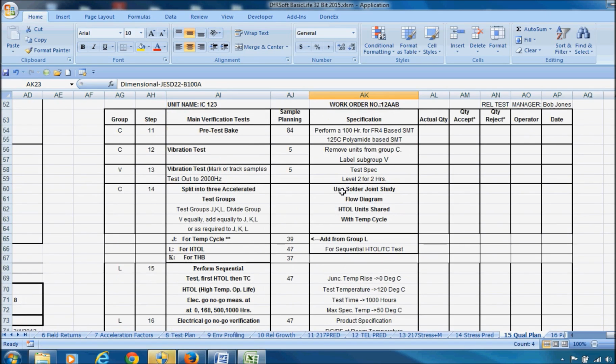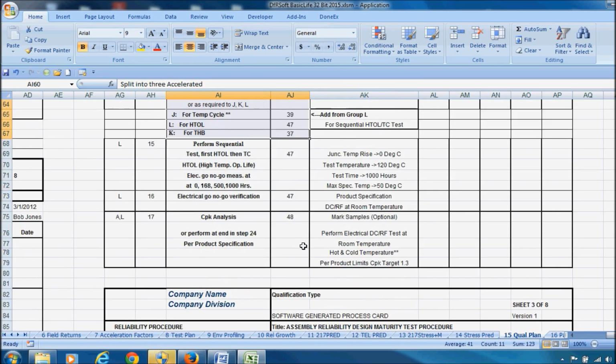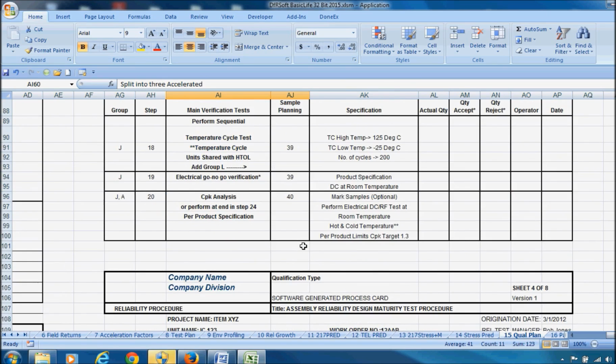Once you have this process card, anybody can perform the test. The lab can do that once you have it printed out like this, and you can copy this and make alterations if you want to. So it's very straightforward to do that. The accelerated test is split up here for each one, so it tells the laboratory how to split it up and start to perform the test.